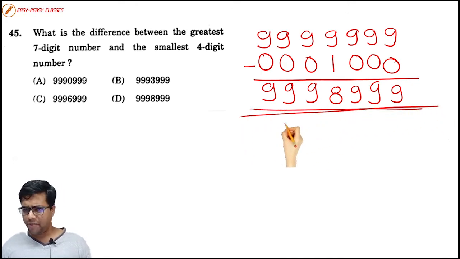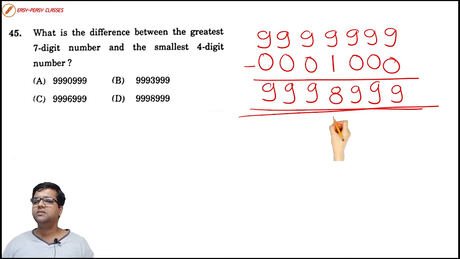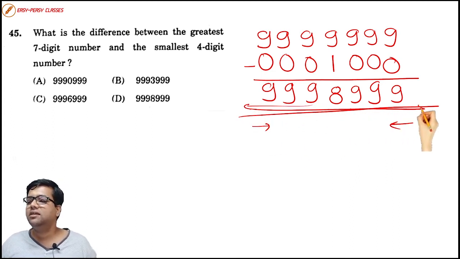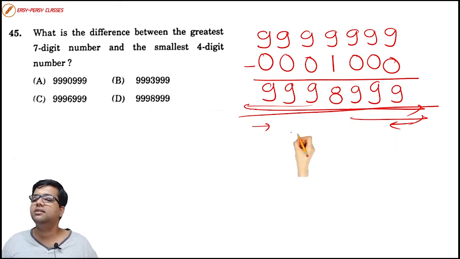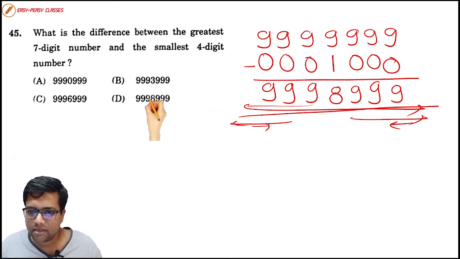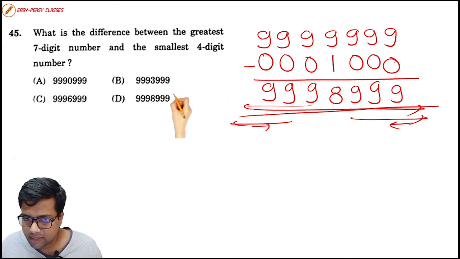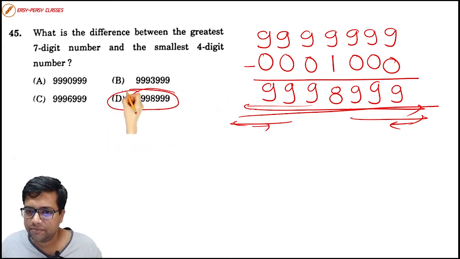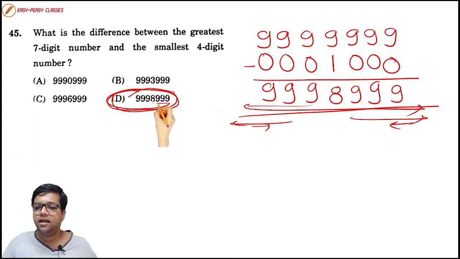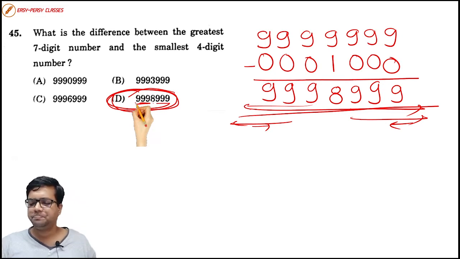This is a kind of palindrome sequence. Palindrome sequence means if you read a number from this side or this side, the value remains the same. There are 3 nines at the left side, 3 nines at the right side. Do we have any number as such? Yes, we have, in option number D. Option number D is the right answer. We have 3 nines on both the left and right side of the 8.